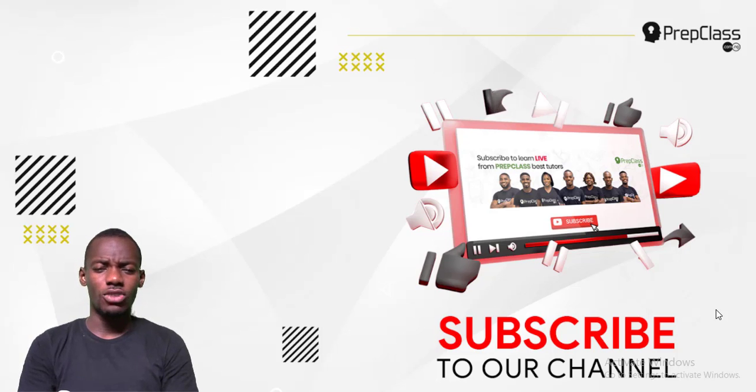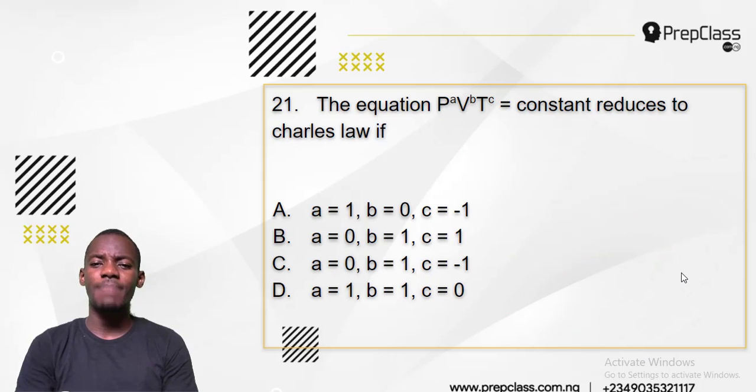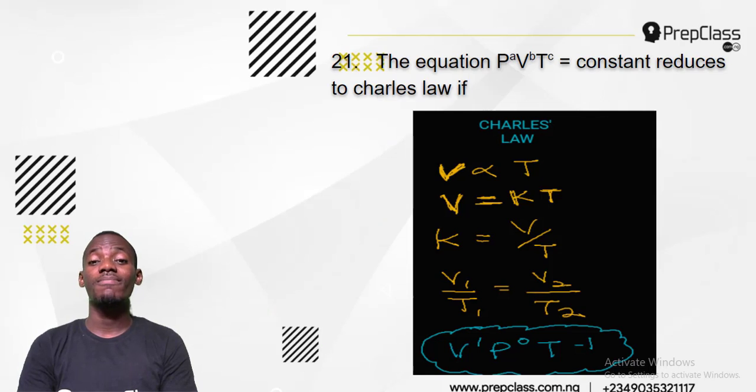Now let's go to number 21. Number 21 says the equation P^A V^B T^C equals a constant reduces to Charles' law if what? Now for you to be able to answer this question, you must remember Charles' law. Now what's Charles' law? Now here it is. Charles' law, it says that what?